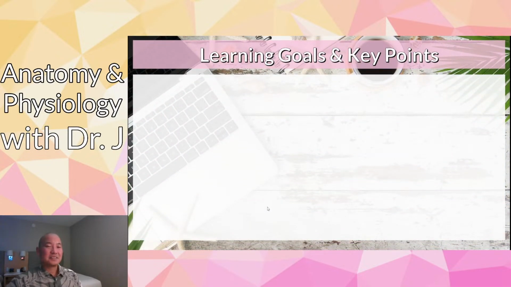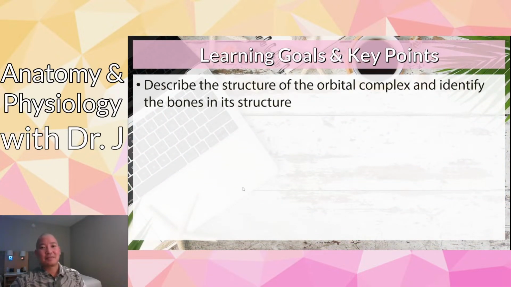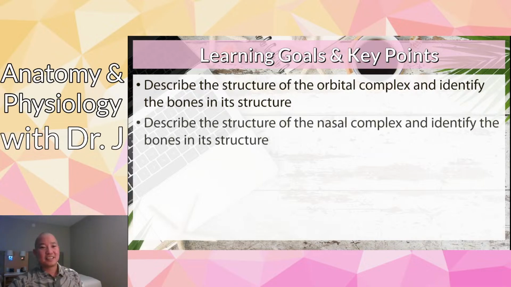All right. So at the end of this, you should be able to describe the general structure of the orbital complex and its bones. And then describe the structure of the nasal complex, including the nasal cavity, the nasal sinuses, and the bones that make up the nasal complex.